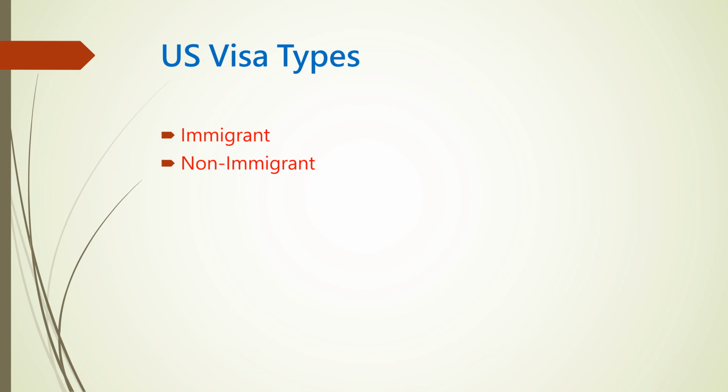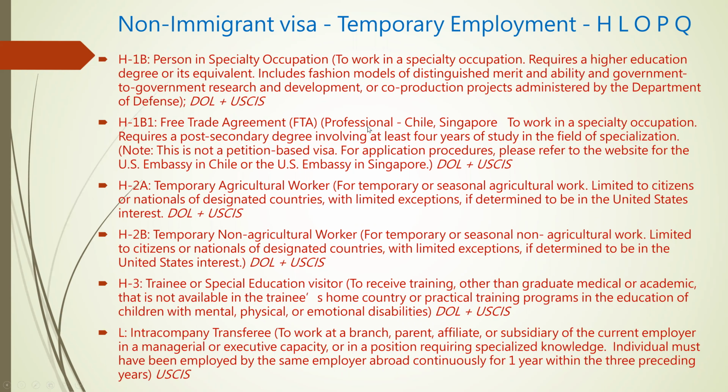So in visa interviews, the important aspect is what type of visa you are applying, immigrant versus non-immigrant. So the majority of the people who come to US, they will come on non-immigrant visa. So I'll try to cover non-immigrant first, then I'll go to immigrant visas.